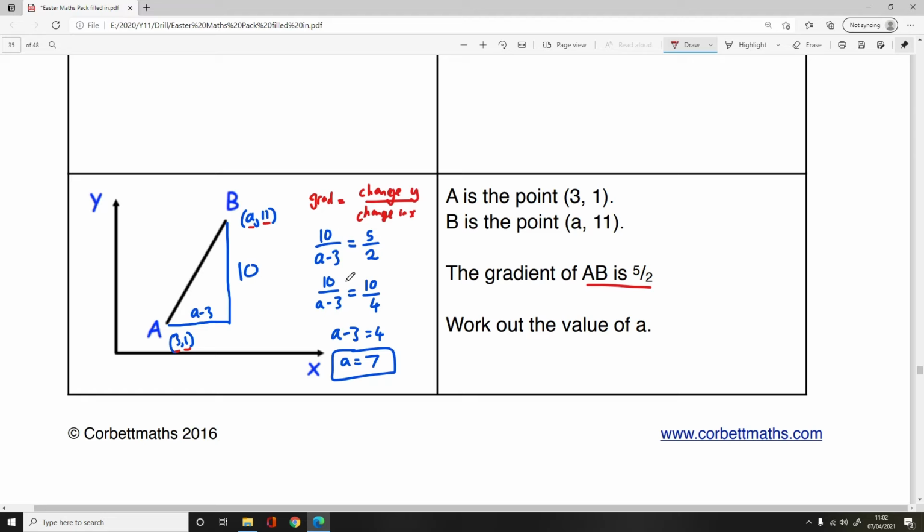So we set those two things equal to each other, and then I just doubled this one on the right, well, times the top and bottom by 2, so it's not really changing its value, to make the 10s the same, and that means that the bottom were the same as well. So a minus 3 is 4, so a is 7.